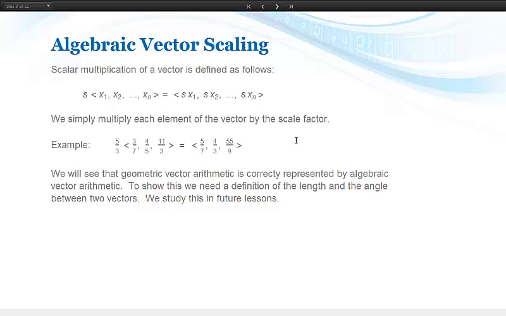We'll be able to show, and we will later, that geometric vector addition and algebraic addition really are the same thing. And the same thing is true with geometric scaling and regular length scaling. But we need to know about the length of a vector and angles between vectors to do this, so we'll leave that to a future lesson.